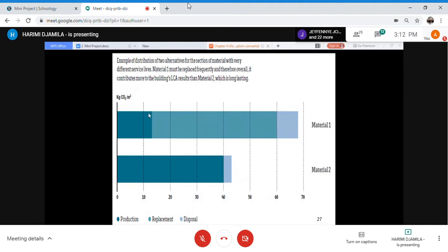Can you see the dark blue here and here? But at the disposal stage, at the end of the building's life, it turned out material 2 is much better, as it emits less carbon dioxide per square meter compared to material 1. So that's why it is very important to take all of these stages into consideration.